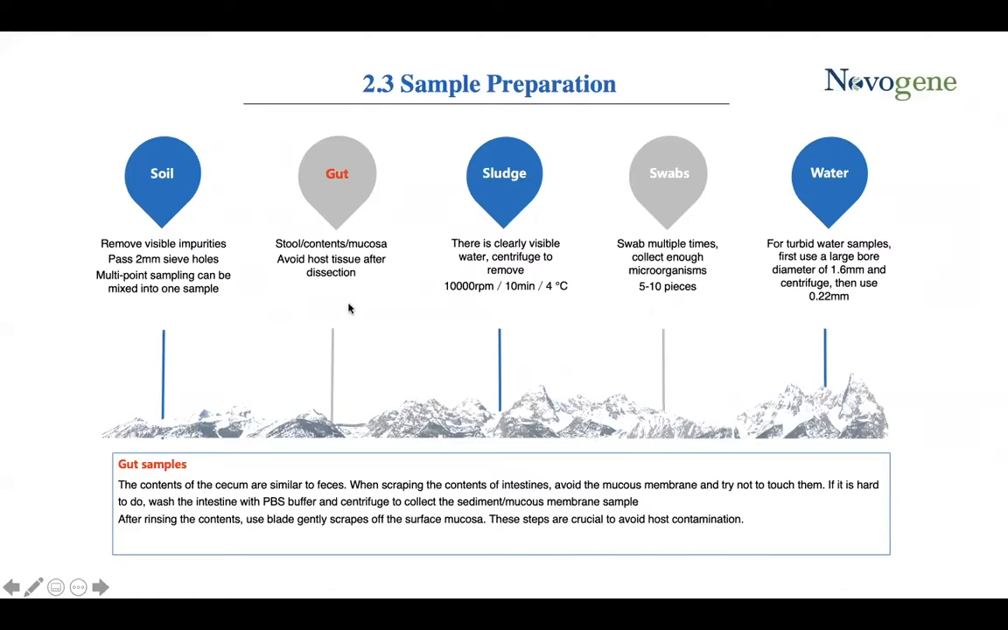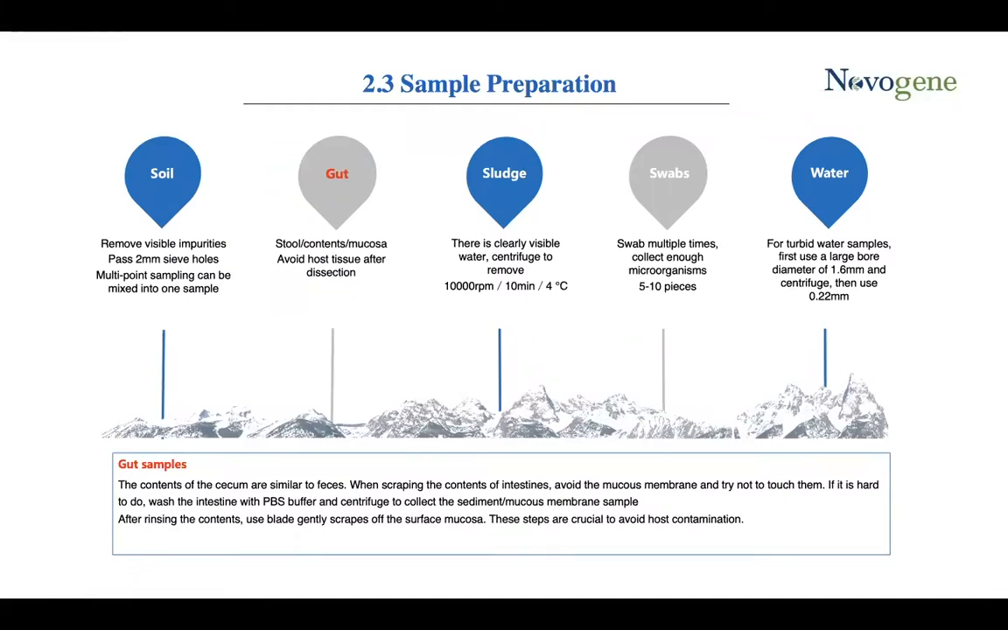And for gut samples, which are becoming more and more popular in recent studies, it is highly recommended to avoid touching the mucous membrane and make sure to wash the intestine several times with PBS buffer. Then use a blade to gently scrape off the surface mucosa and collect it. This is a very crucial move to avoid host contamination for gut samples.